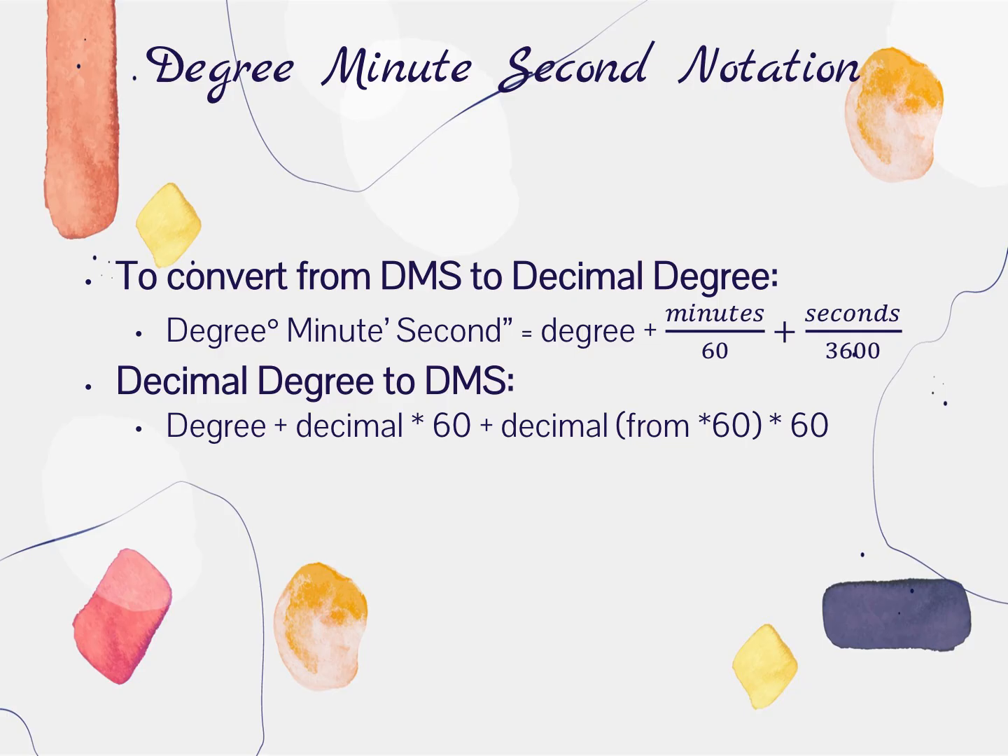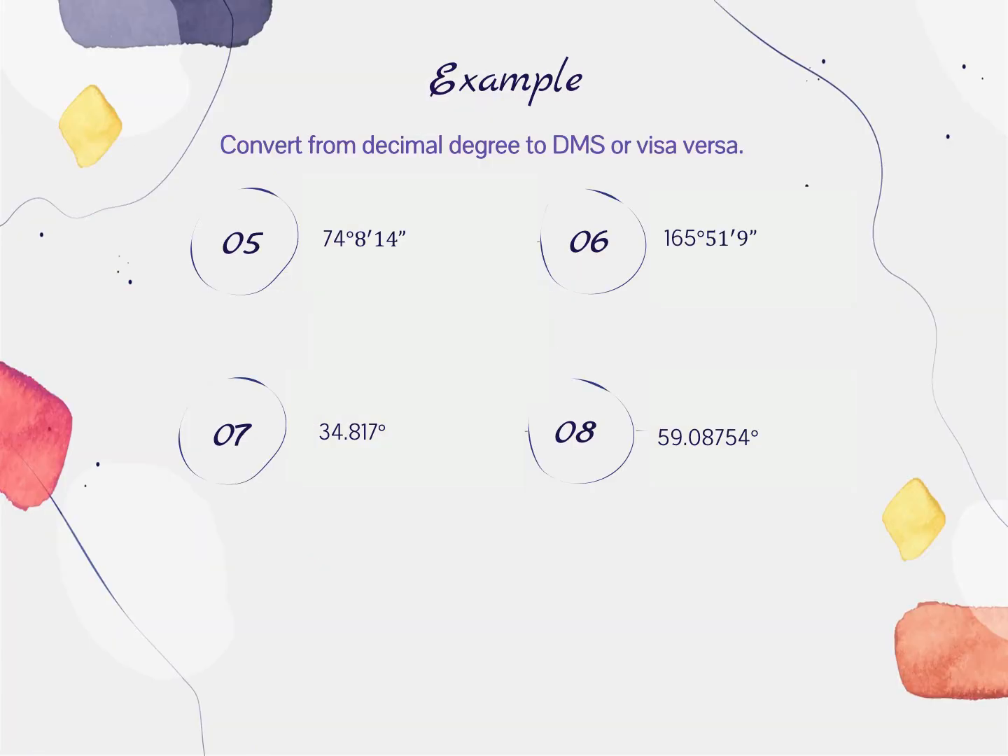Degree minute second notation is typically used in like navigation, or like if you check a map, right? It usually has like latitude, longitude, that sort of thing. It's just slightly a more precise way to get an angle measurement, right? But I'll show you how to go from one to another. All right. So convert from decimal degree to degree minute second, or vice versa.